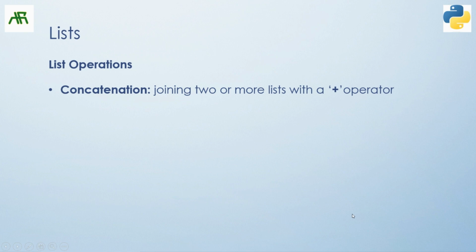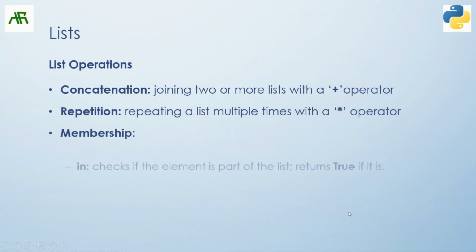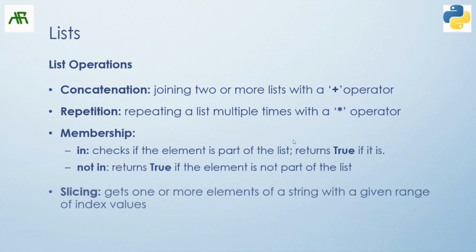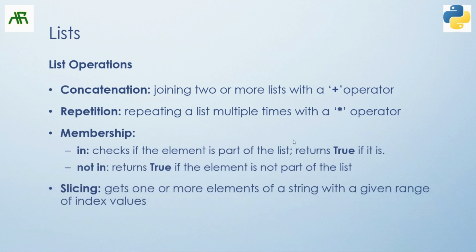List operations. As in the case of strings, we have 4 different operations for lists also. Same 4 as in strings. Concatenation, joining 2 or more lists with a plus operator. Repetition, repeating a list multiple times with the star operator. Membership, in or not in. Check if a particular element is part of a list, return true. Check if a particular element is not part of the list, then return true. So that's the membership operations.